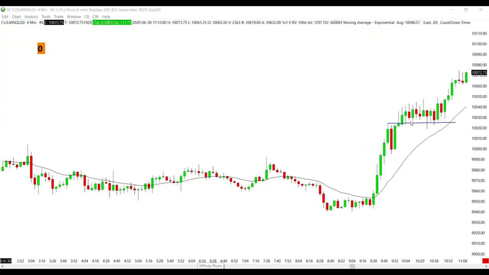Okay, so this one right here, guys, we had a nice little impulse right here. Market pulled back, went up again, came back to this micro level right here. Gave us a nice little tail bar right here. You see this nice tail bar.